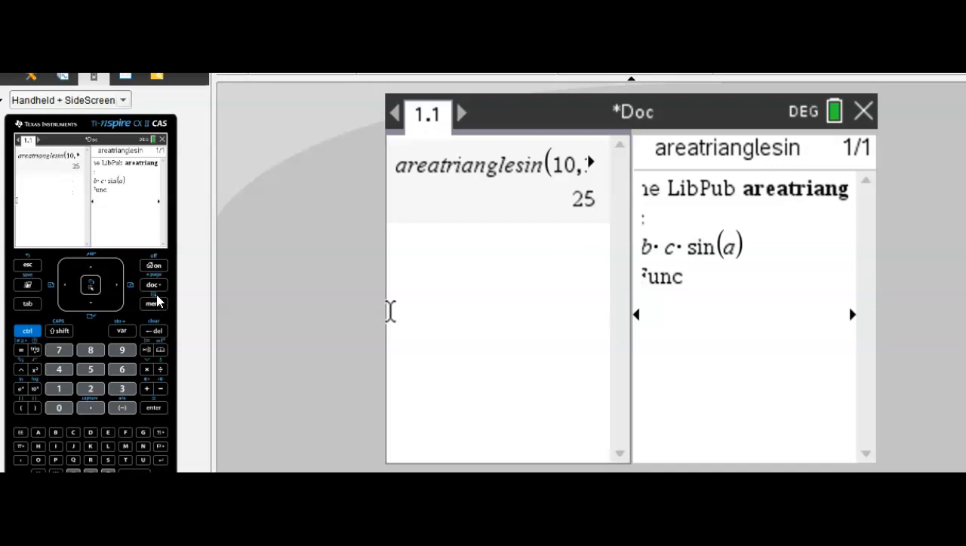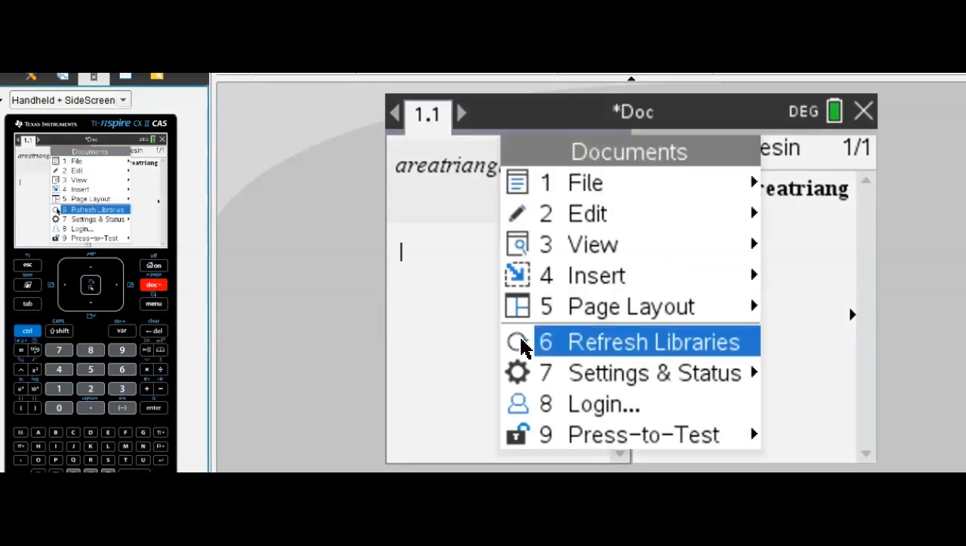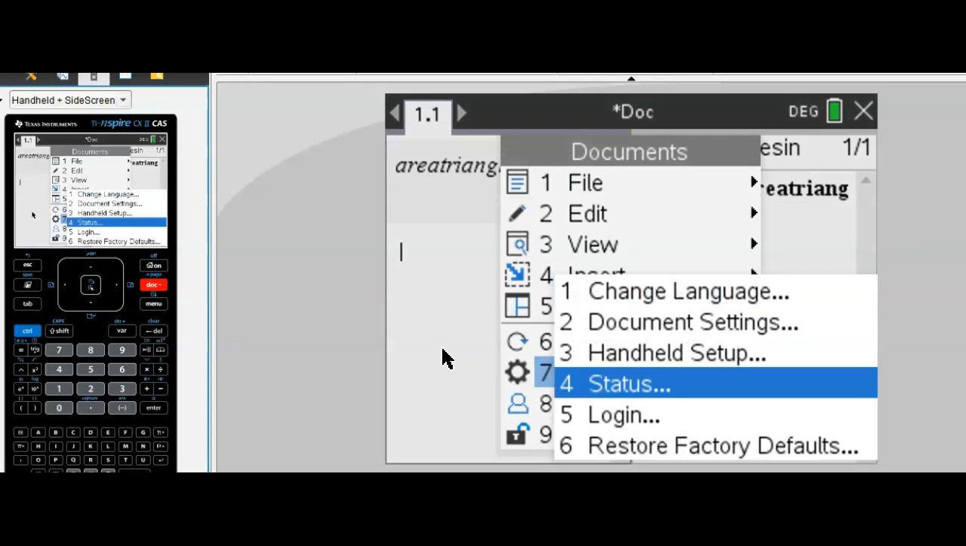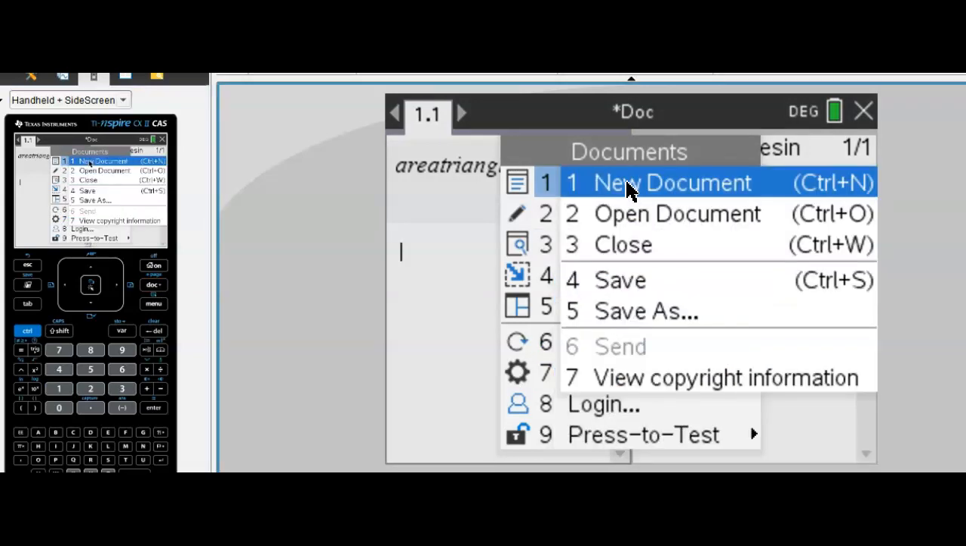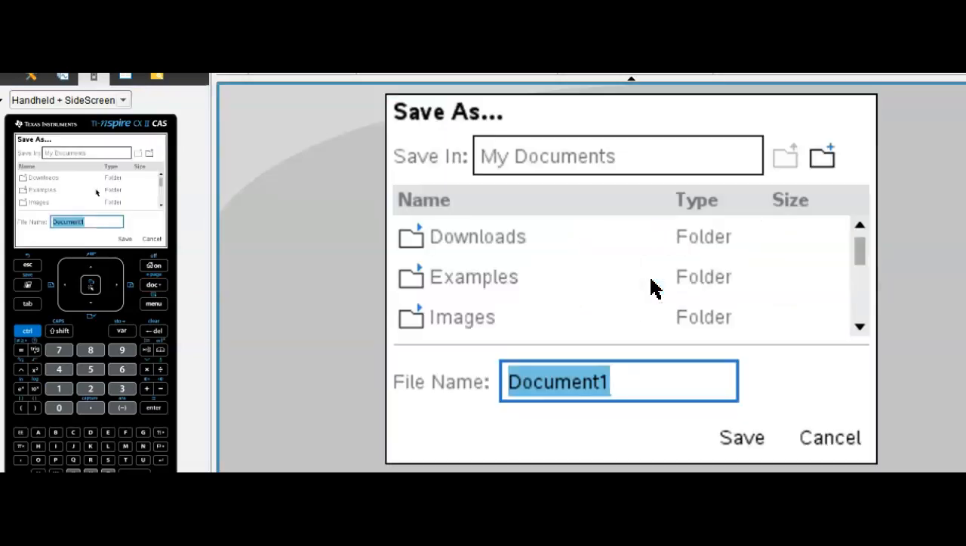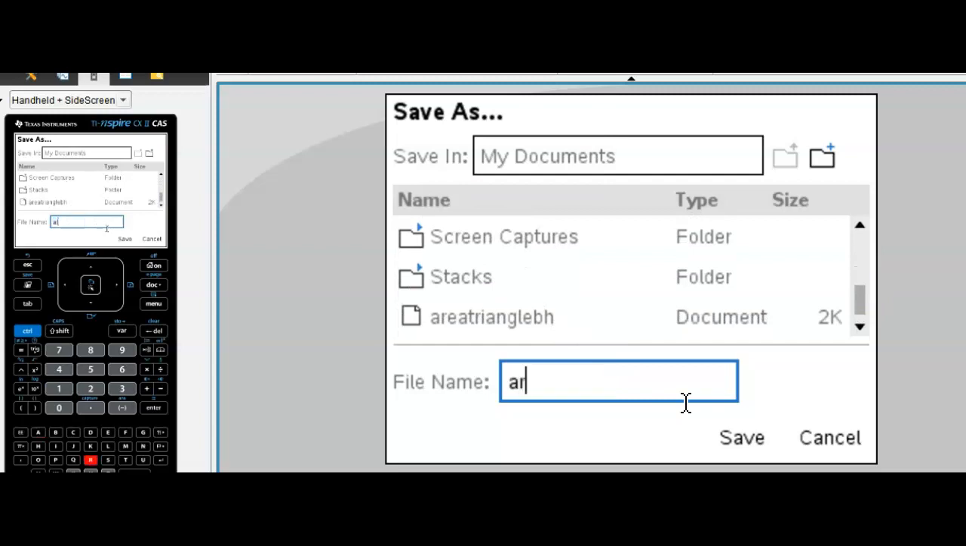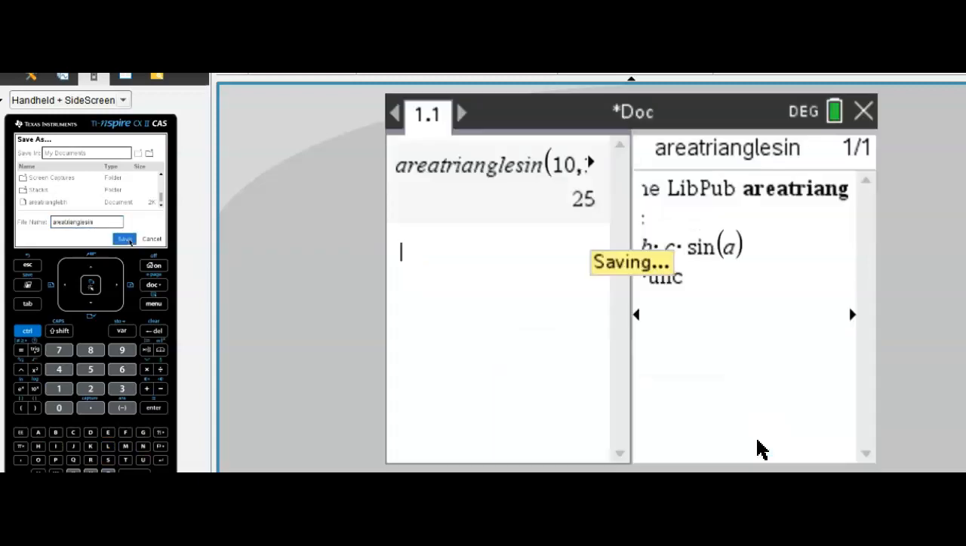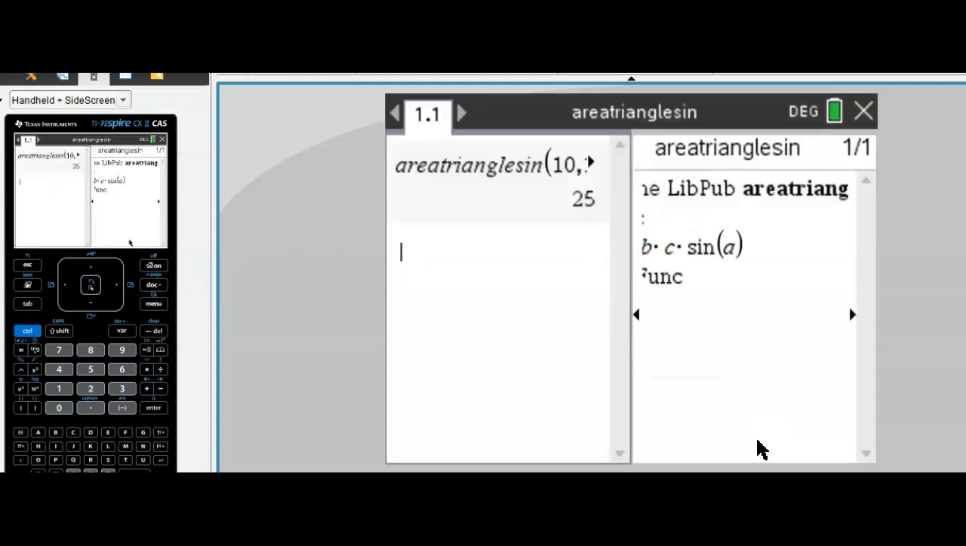So I'm now going to save that. File, save, and we've already saved one, area triangle BH. So I'm going to do this one, area triangle sine. Okay, and there it is for you.